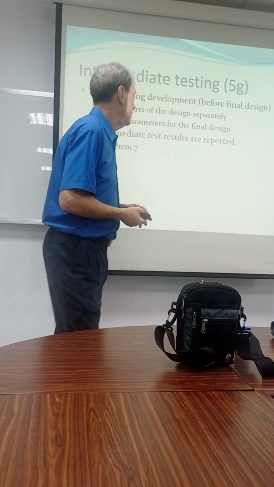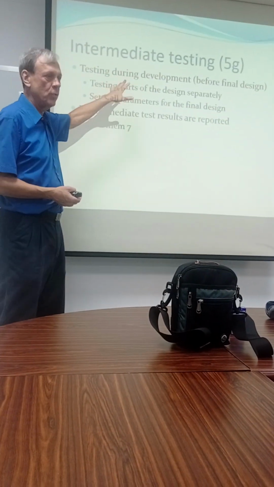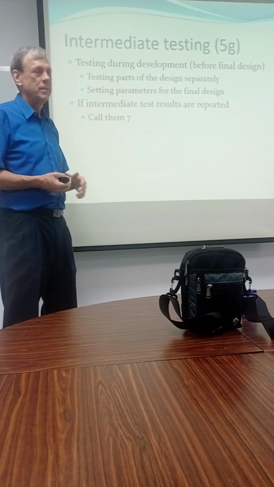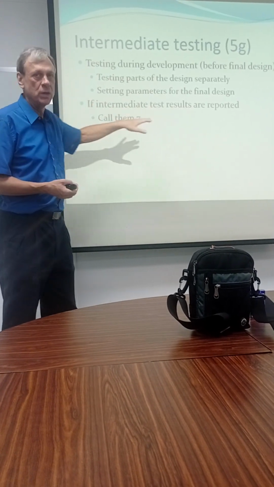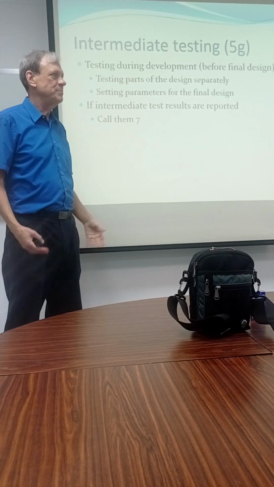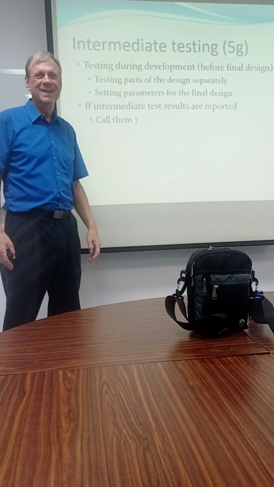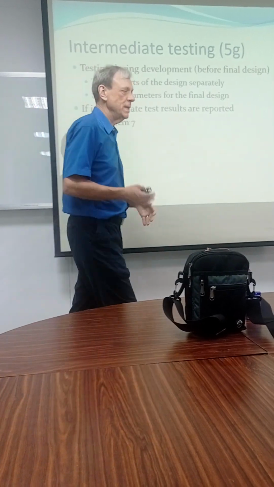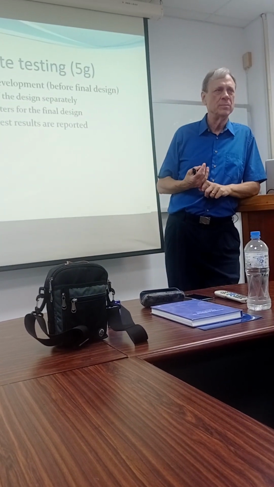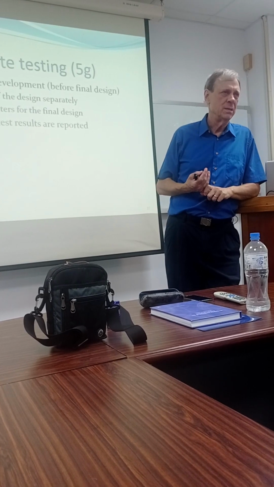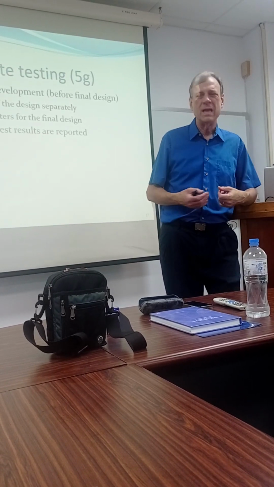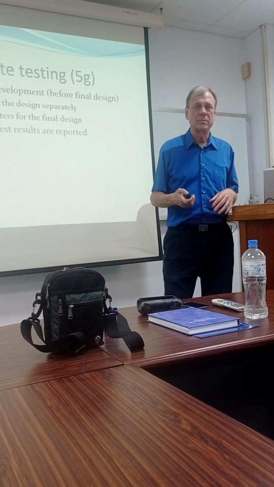So again, what does intermediate testing mean? Before you test your final design, you've got to test all those parts separately. That's the intermediate testing. If there are results that are reported, well, I could create a new category, but I don't want to. So we're just going to call them data. All right, so you will potentially have, because often it doesn't show the final data in the intermediate testing. Sometimes it does, but often it just says, this was best, we chose this. It doesn't show the actual data. If it does, call it 7. Okay?